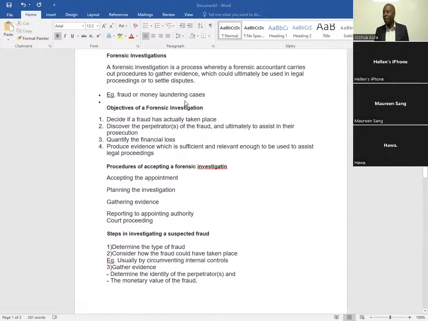What are the major objectives of a forensic investigation? The objectives. So the first objective there is to decide if a fraud actually took place. At times, ladies and gentlemen, the owners of the business, the directors in this case, may suspect some fraud scheme. So they look at this person, they think that this person for sure has been stealing. You see, there is a possibility that this person has not been stealing. In office, we've got what we call office politics. You always get people trying to badmouth others in these various organizations.